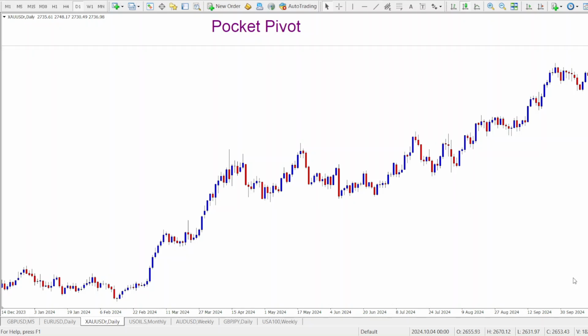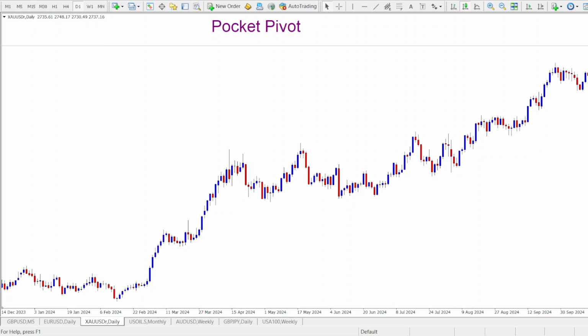Now, a pocket pivot isn't just a single day move. It's a technical indicator that traders use to spot the subtle shifts in buying pressure. This insight helps us to anticipate potential upward momentum in price action. Okay?